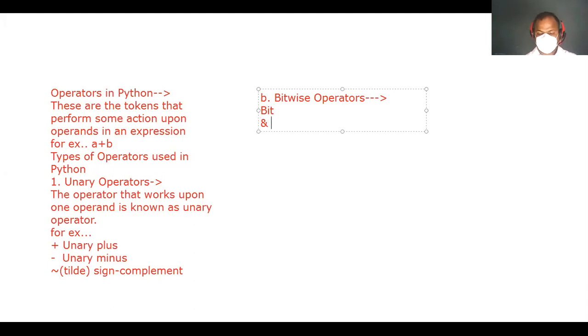Bitwise and. Bitwise and means, as I told you, it will work on bits. Let me write it here. It will work on bits. Suppose we have written, for example, the decimal value 10. What is the binary value of this? 1010. So that is the bits, and it will work on that.